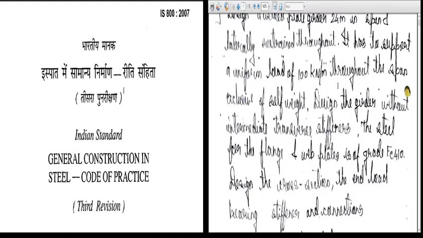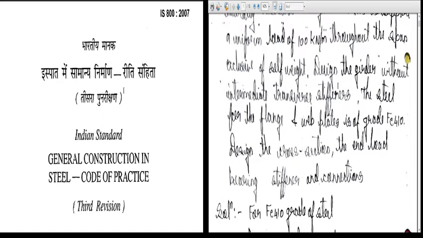The steel for the flange and the web plates is of grade Fe410. Design the cross section, the end bearing stiffener and the connection. So intermediate transverse stiffeners are not there. Only design the cross section, load bearing stiffener and connection. So let us see what the given data is.